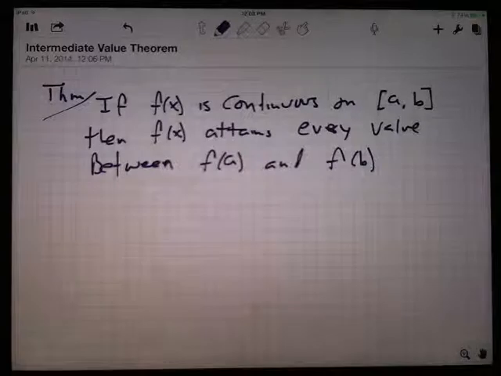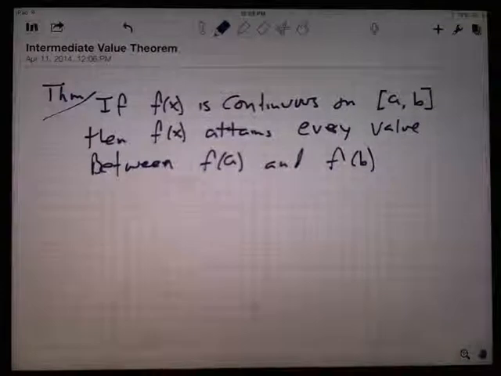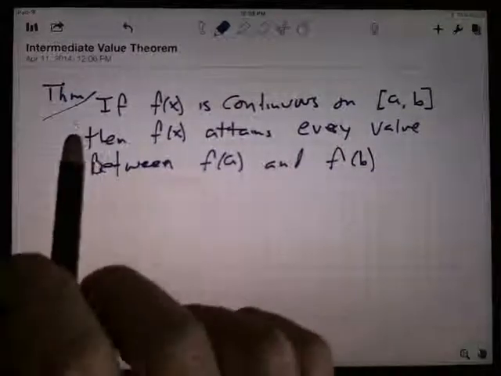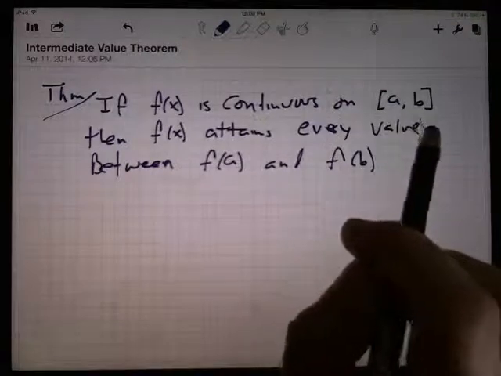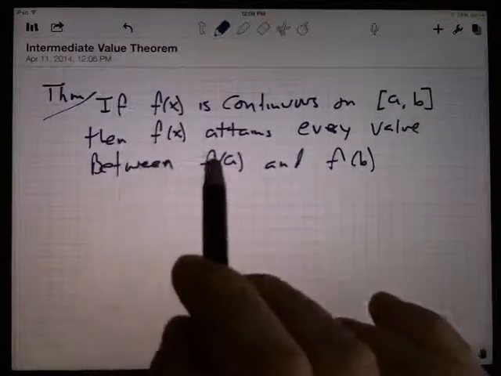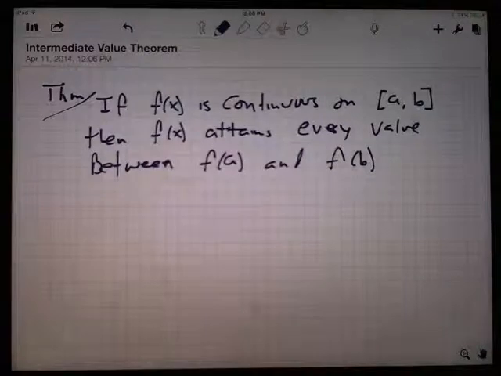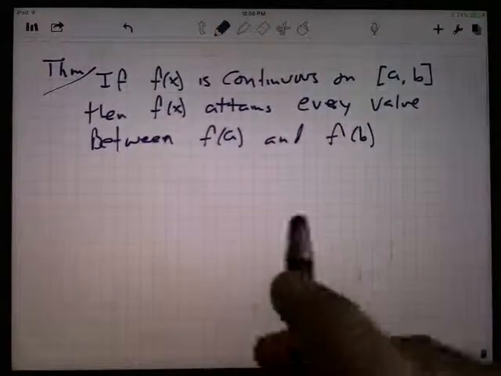All right, section 2.5 ends with a discussion of the intermediate value theorem. And the intermediate value theorem is this. If f of x is a continuous function on the closed interval from a to b, then f of x attains every value between f of a and f of b. Let me draw a picture here.